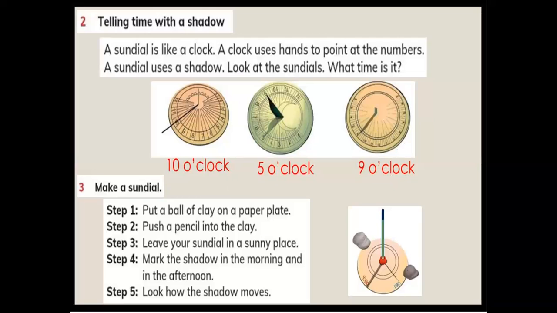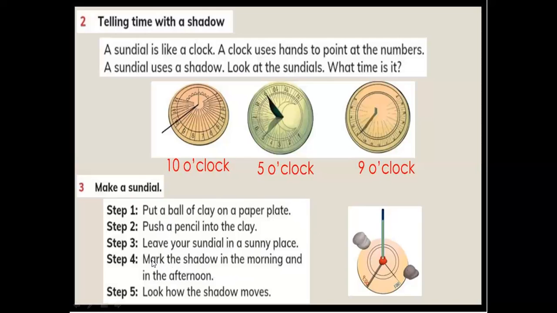Question number 3. Make a sundial. Step 1. Put a ball of clay on a paper plate. So what we are going to do is put a ball of clay on a paper plate to make a sundial. Push a pencil into the clay. What are we using? A pencil. We are pushing the pencil into the clay. Leave your sundial in a sunny place. Mark the shadow in the morning and in the afternoon.